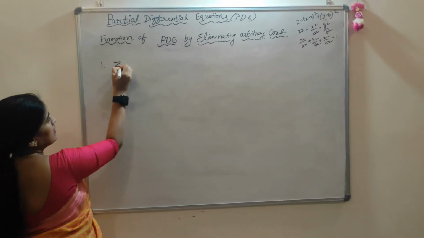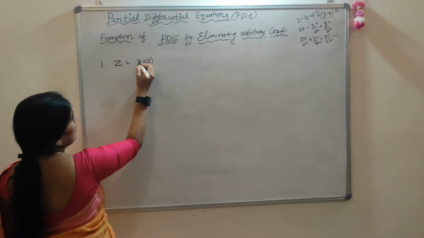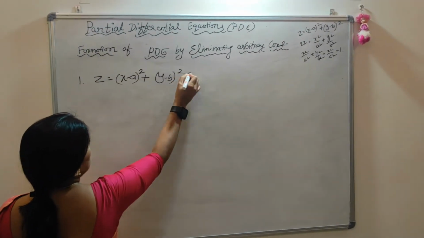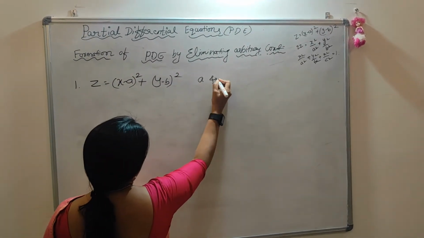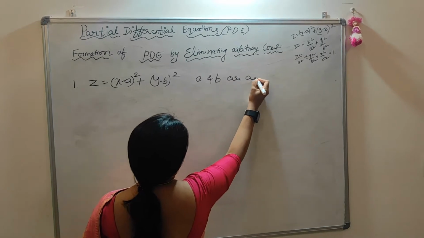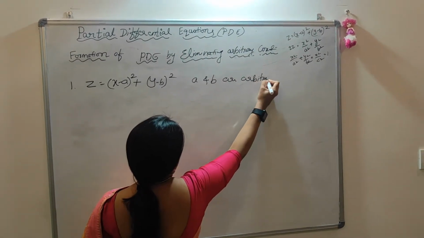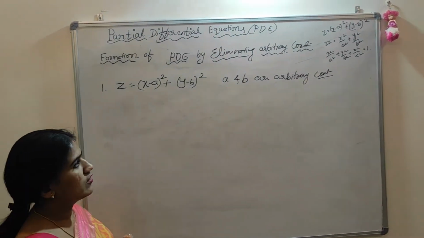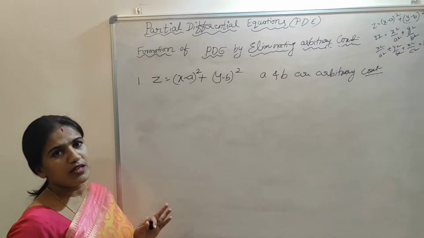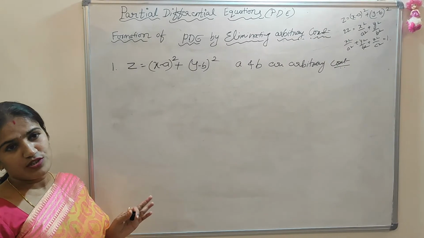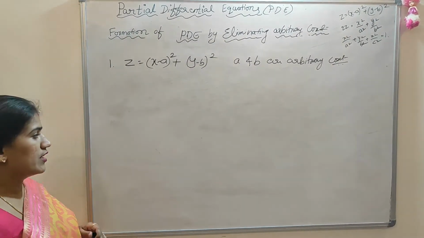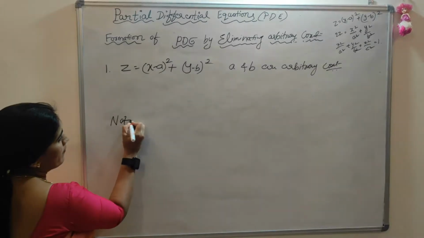For example, z = (x − a)² + (y − b)², where a and b are arbitrary constants. We should eliminate a and b and form the partial differential equation. Before that, we should know some standard notations.